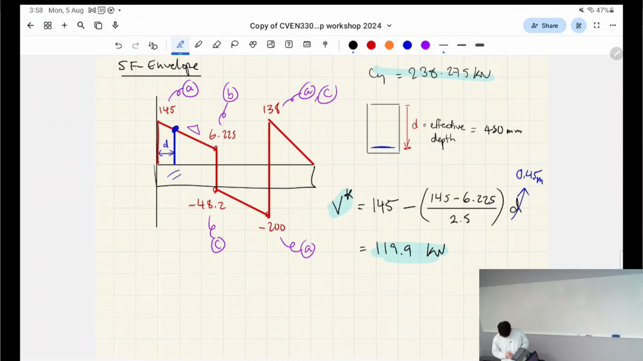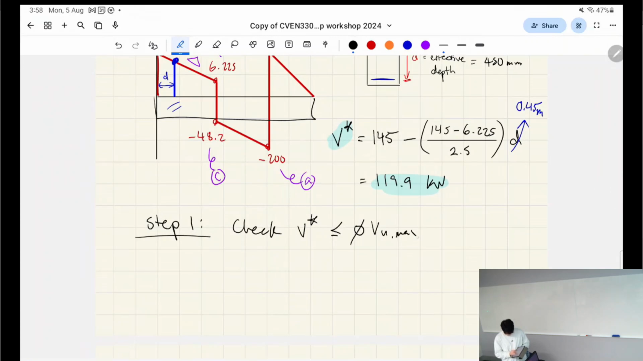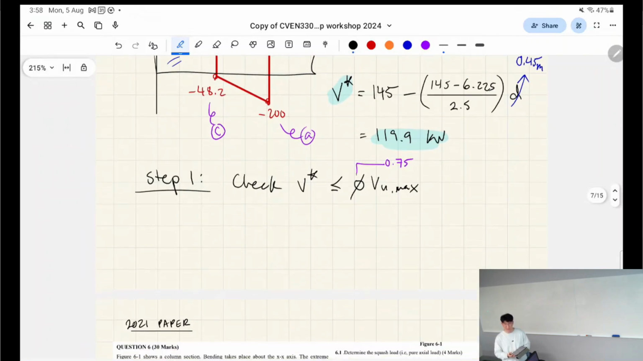Okay, so step 1. We have to check that V star is less than phi VU max. Okay, this phi for shear is always 0.75. We don't need to do any ductility checks or anything like that. The capacity reduction factor is always the same.